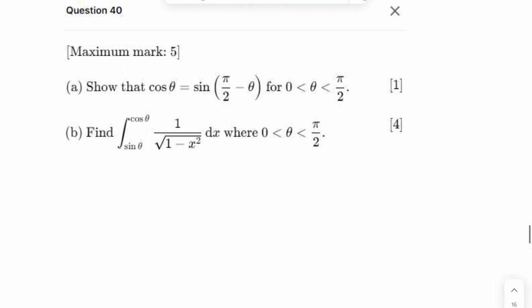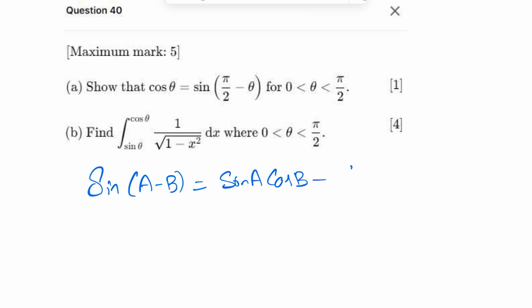Question number 40. Show that cos theta equals sine of 90 minus theta. So how should I do it? Use the sine A minus B formula. Sine A minus B formula is nothing but sine A cos B minus cos A sine B.